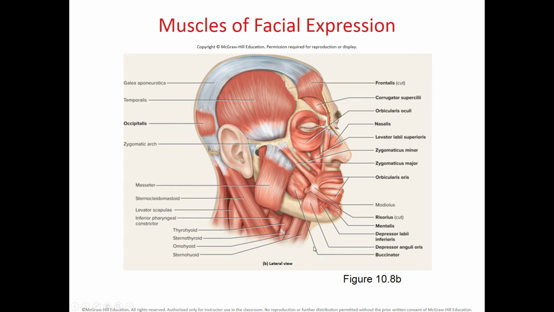Now in here we have some of our muscles of the neck. We have here the omohyoid, sternohyoid, sternothyroid, and the thyrohyoid. And then here we have some constrictors of the pharynx, pharyngeal constrictors. And then this is the lateral view of the muscles of facial expression, together with the frontalis and occipitalis. As I told you before, they are connected by the galea aponeurotica.